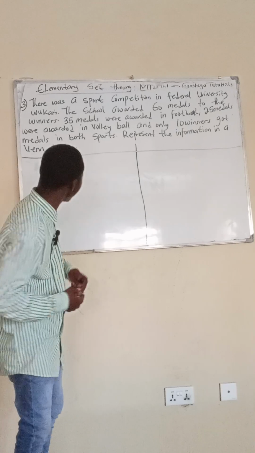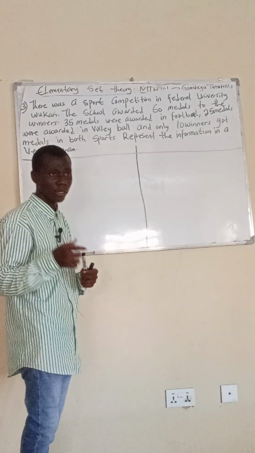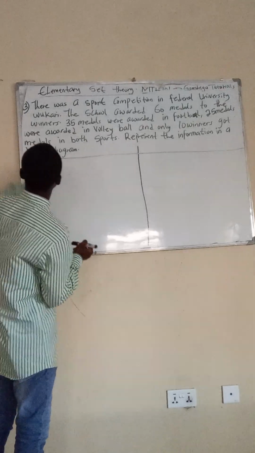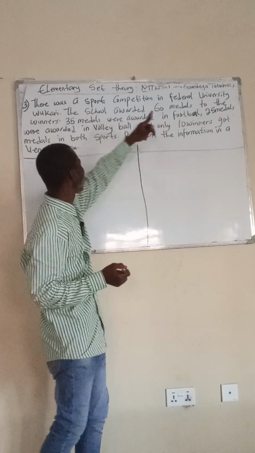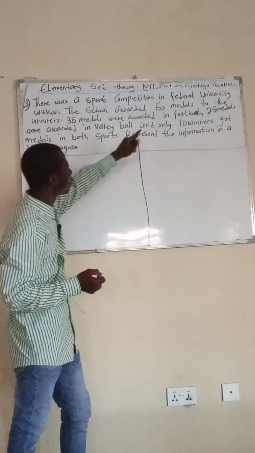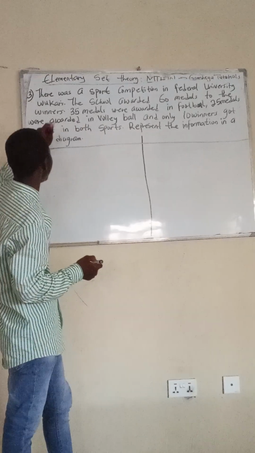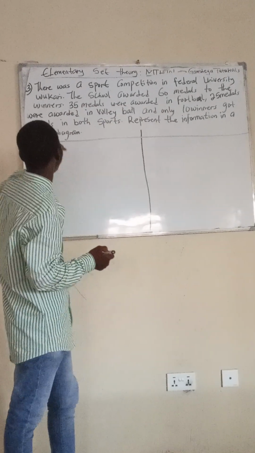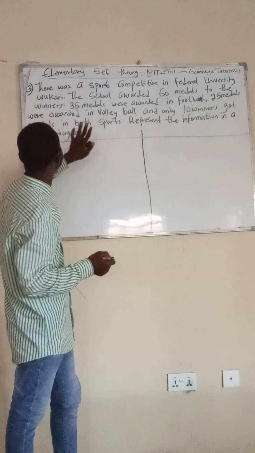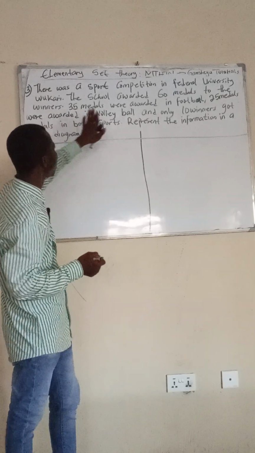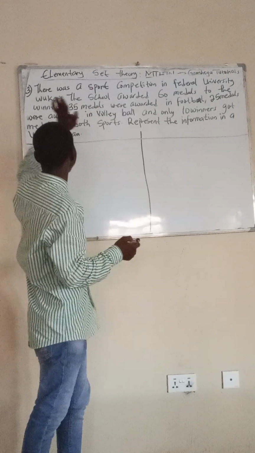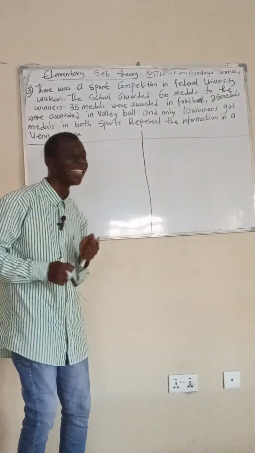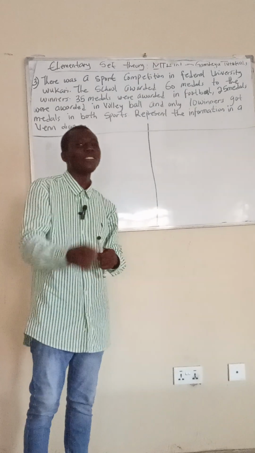All right, now let's look at question number 3. Question number 3 said there was a sports competition in Federal University Ukari. The school awarded 60 medals to the winners. 35 medals were awarded in football, 25 medals were awarded in volleyball, and only 10 winners got medals in both sports. They said to represent the information in a Venn diagram.